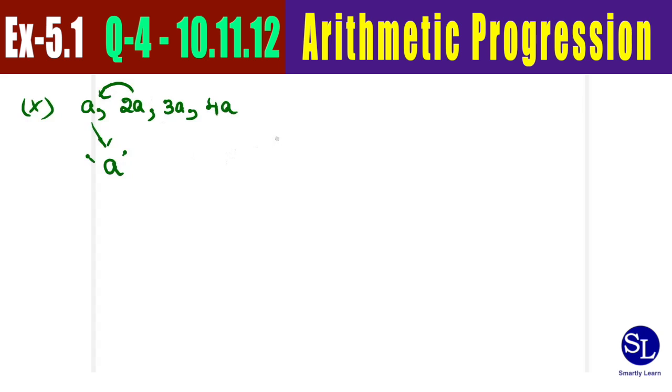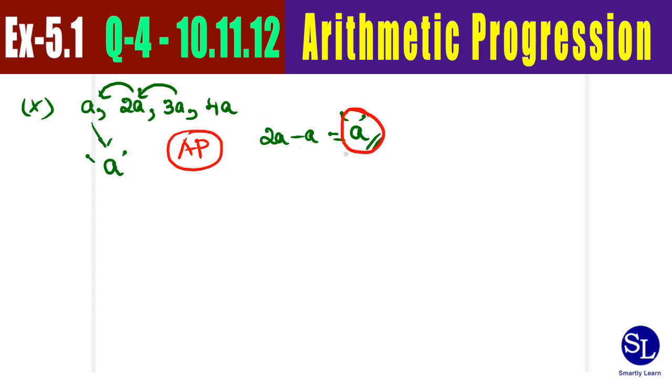So if I subtract a from 2a, I get an answer a. Now between 3a, if I subtract 2a, I continue to get the difference as a. So this is an AP and its common difference is a.